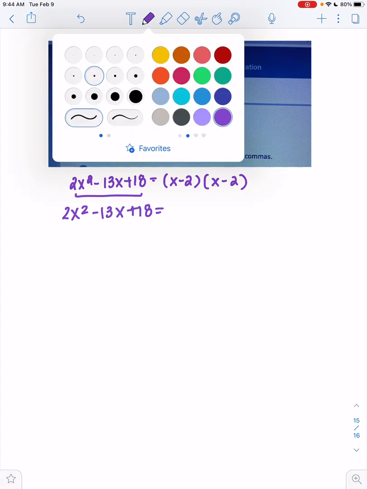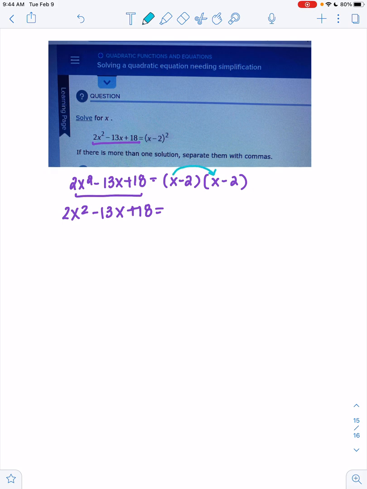Now, to FOIL, remember, first, so we distribute x times x, that's x squared, and then x times minus 2, that's negative 2x. So we're done with the x, now we move on to the negative 2. Negative 2 times x is negative 2x. Negative 2 times negative 2 is plus 4. Okay, bring everything down on your left side.